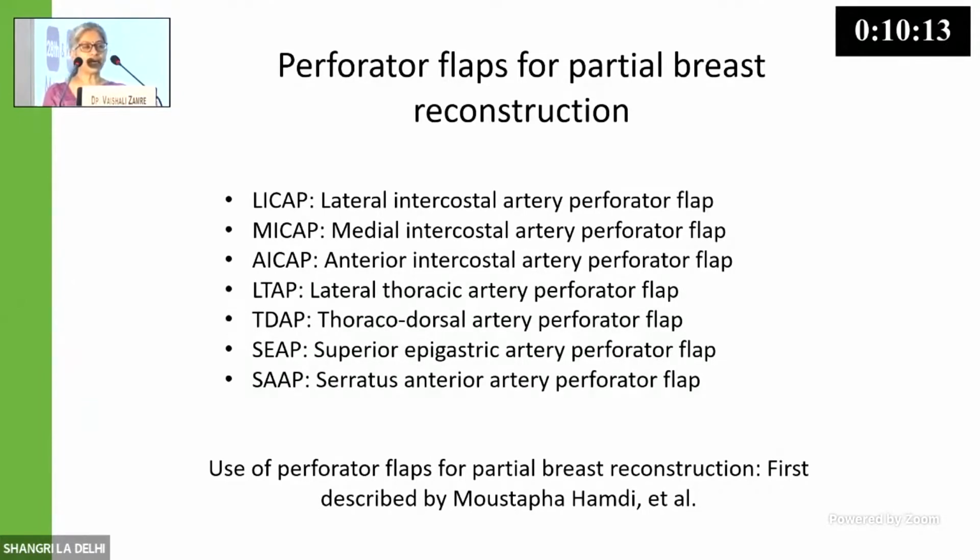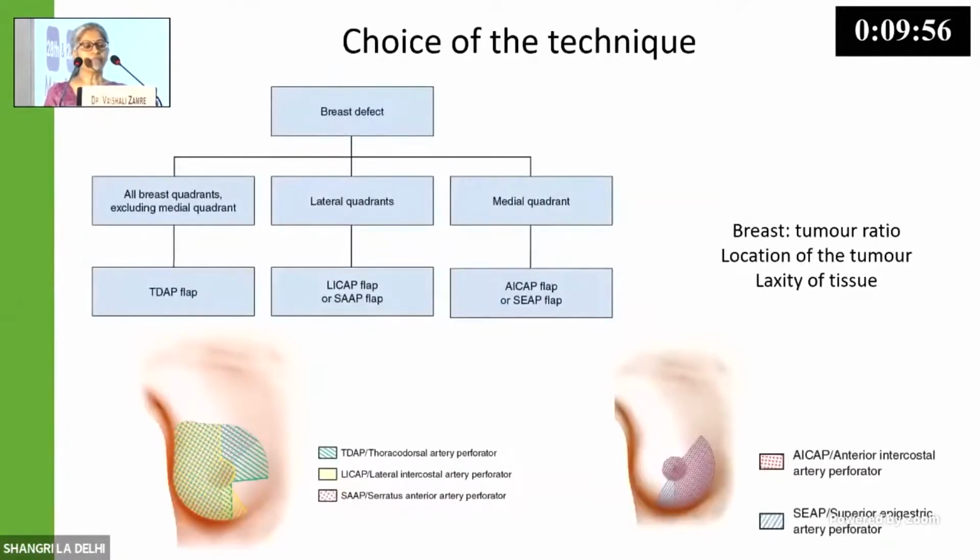many flaps have been devised, and the commonest flaps which are used in today's times for partial breast reconstruction are the intercostal artery perforator flaps. These flaps were first described for the use of partial breast reconstruction by Mustafa Hamdi et al.